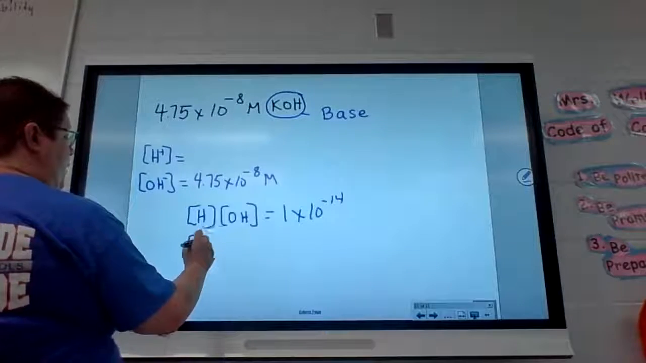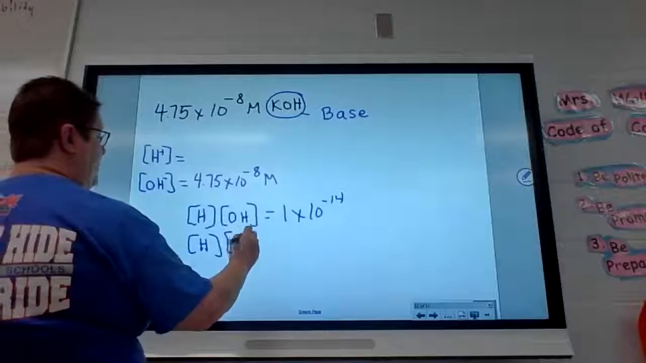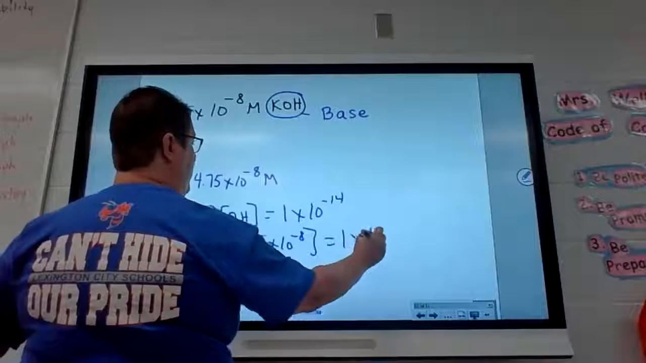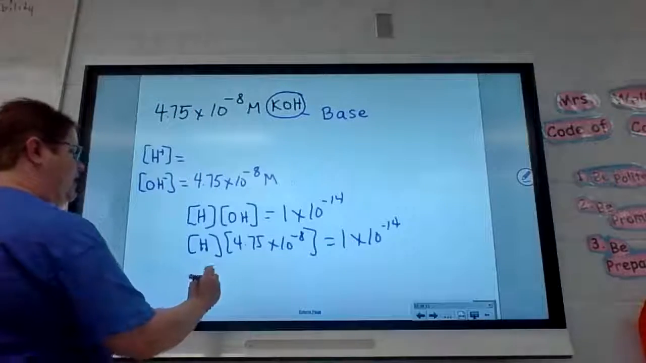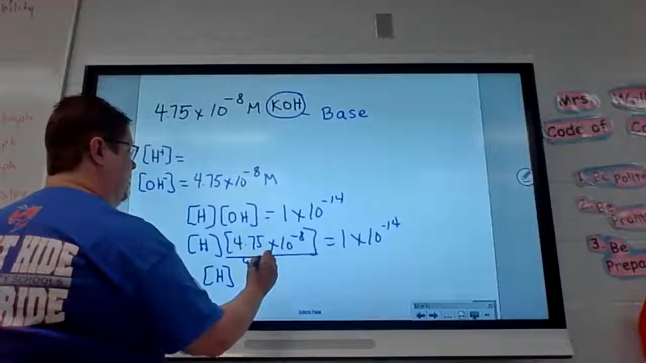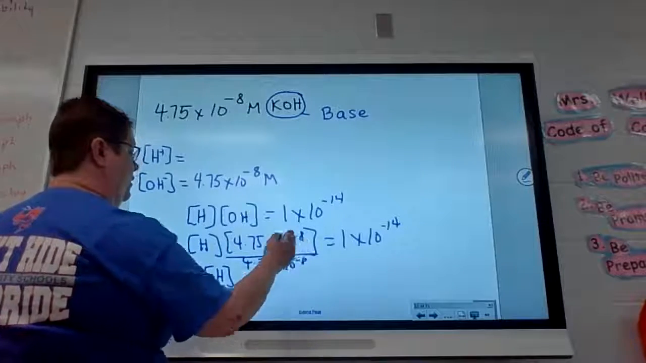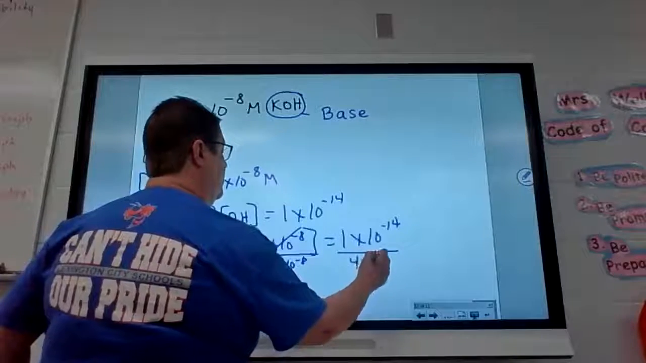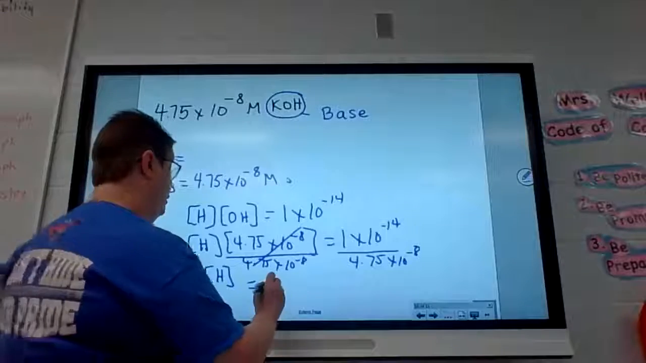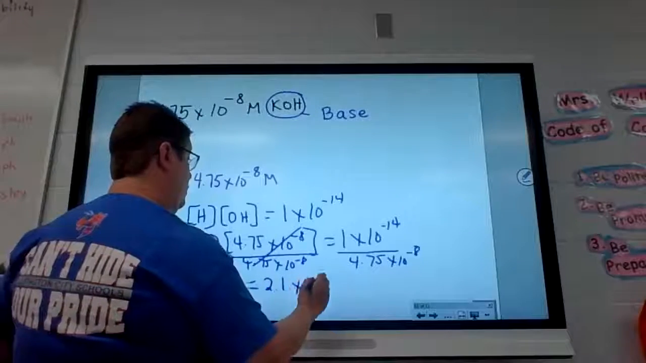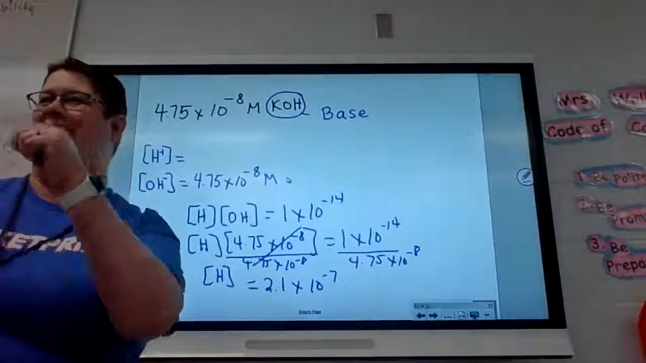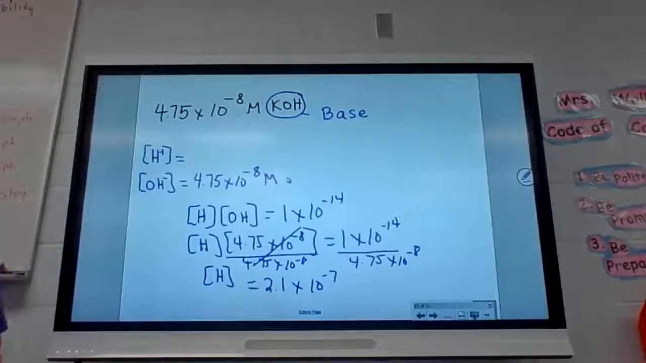All right, so we're looking for H. And we have 4.75 times 10 to the negative 8 times H equals 1 times 10 to the negative 14. So to solve for H, what are we going to do? Divide by 4.75 times 10 to the negative 8. Hang on one second. You got what now? 2.1 times 10 to the negative 7. That sounds right.